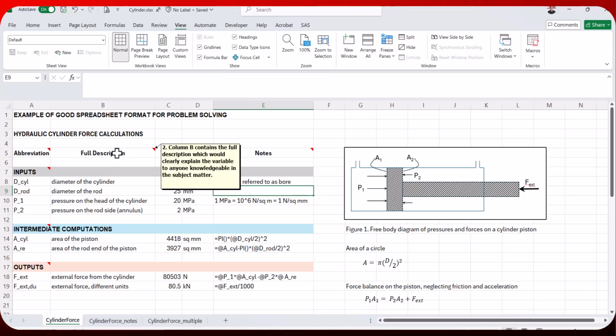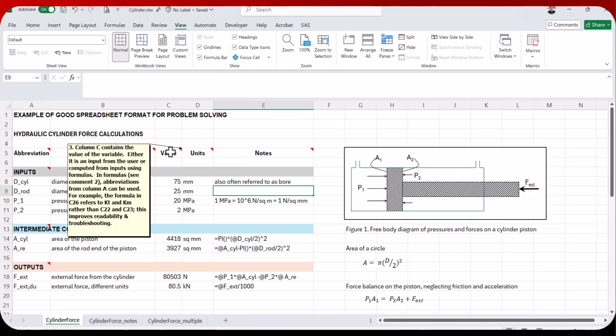In column B, we have a full description of what I meant by P sub 1. It was the pressure on the head of the cylinder, or P2, the pressure on the rod side. In column C, we would have the value. In the case of inputs, it's the number that we're going to be using to calculate. In the case of calculations, there will be formulas that compute these values.